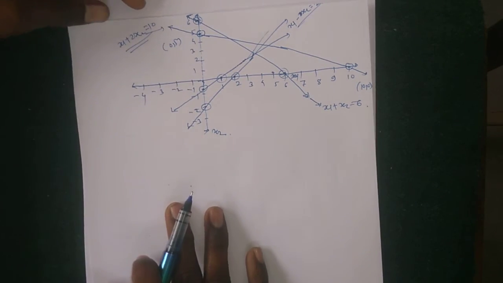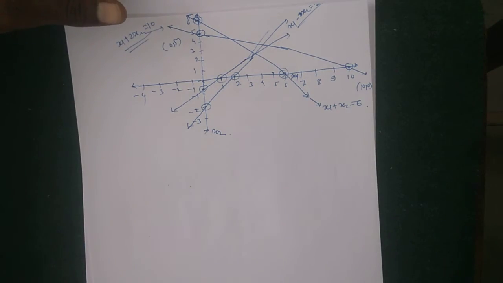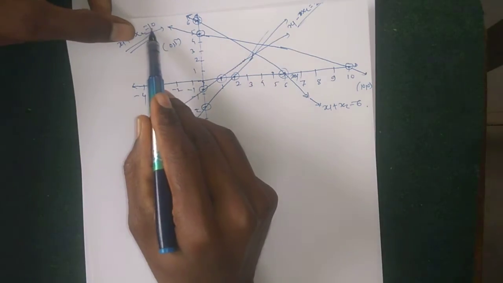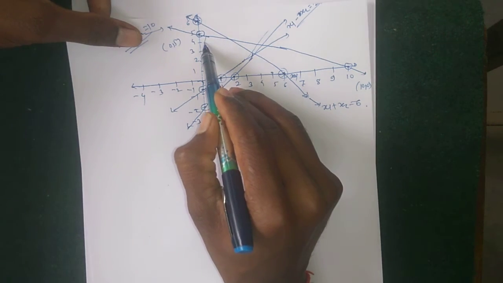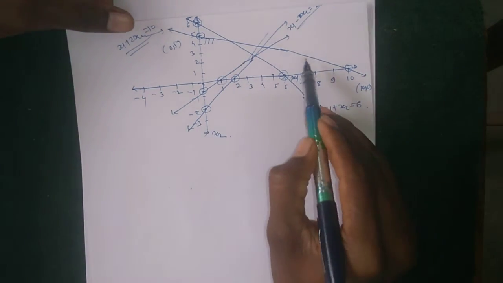Then to find the feasible region. Okay, so how to find a feasible region? This line x1 plus 2x2 is less equal 10, then the region must be below side of this line.